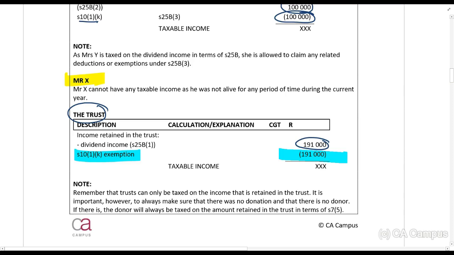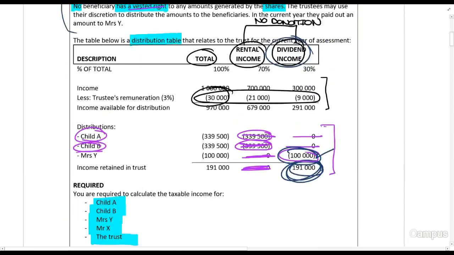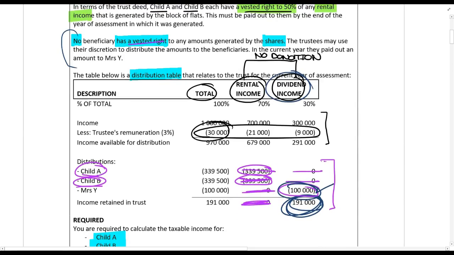So guys, in simple terms, when there is no donation, make very sure what you walk away with from this specific class, or this little example, is that even though the child is a minor, they were still taxed on it because there was no donation.